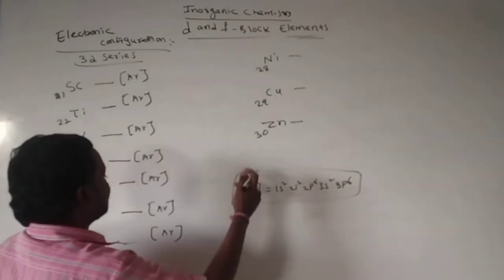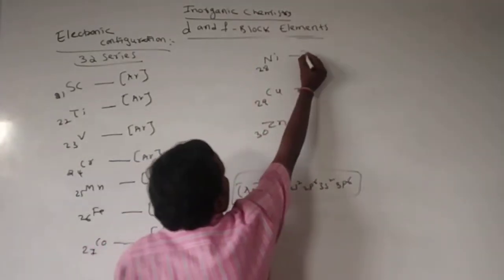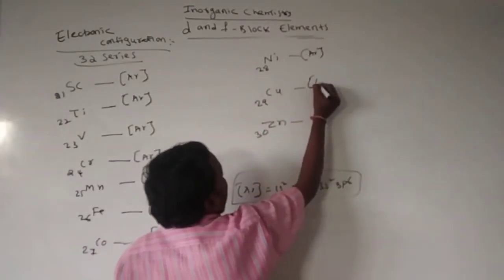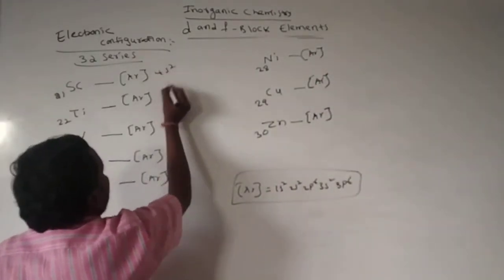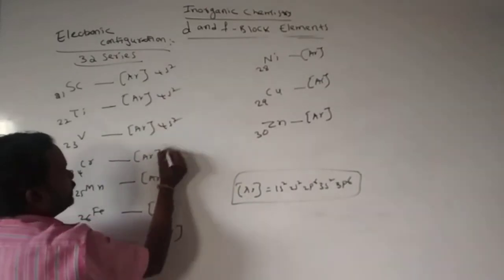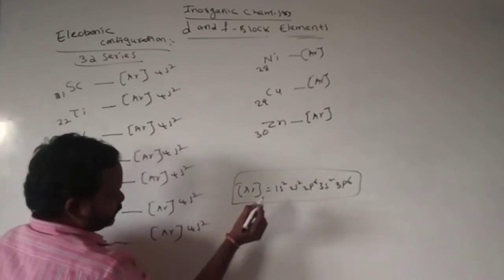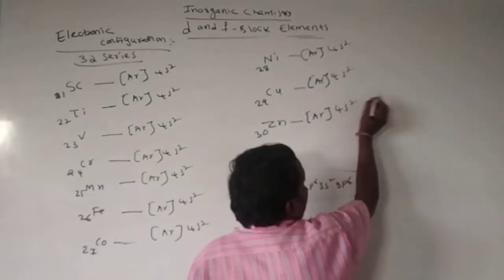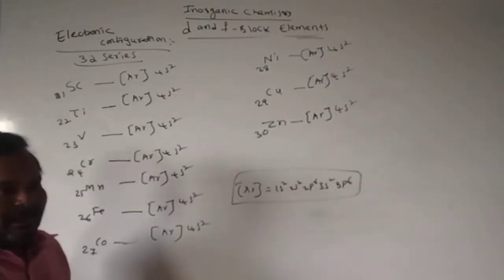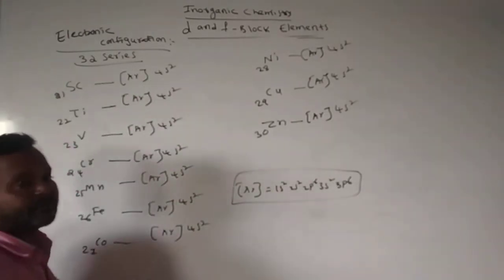Now I just want to write what comes after argon. The difference is only after the argon. Here argon, here also argon, here also argon. The common part is also present: 4s2 in each of these elements. And in scandium, the differentiating electron is present in the 3d orbital.